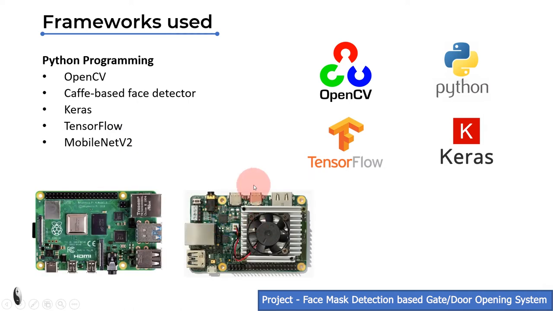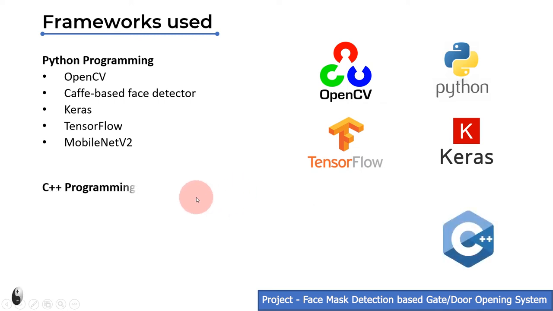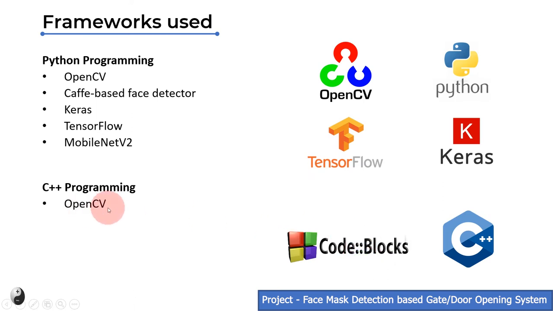We have also programmed this project in C++. It requires installation of the Code::Blocks IDE on the Raspberry Pi. Also, we need to install OpenCV from its source by building and making, etc. It is a very comprehensive and time-taking process. We will share the CPP code also, if anyone wants to program this project in C++.